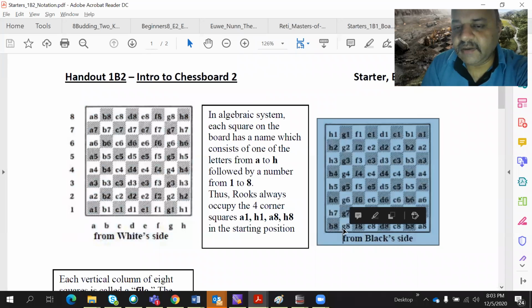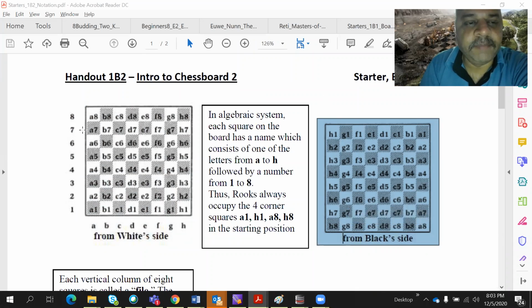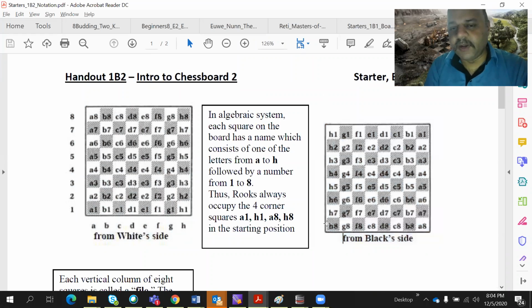Sir, you had said in the last one when we were studying that the fourth row is the end of the white side, right? Correct. Rows number 1, 2, 3, 4 are the white side, 5, 6, 7, 8 are black. Okay. So if you look at it from the black side, this is how it looks, because you are looking at it from the black side.